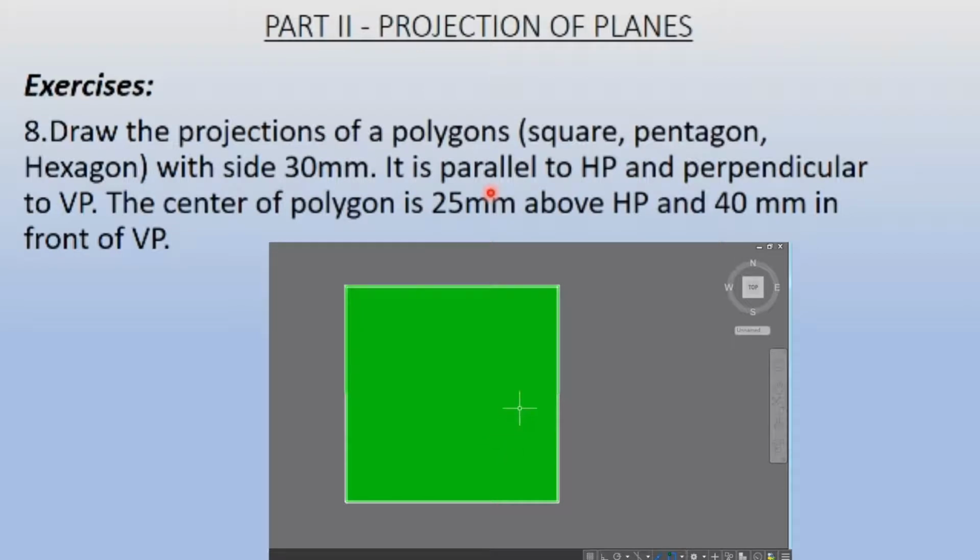Similarly, the pentagon and hexagon will appear similar to this. There will be a pentagon in the top view and a straight line in the front view. Same with the hexagon: the front view will be a line and the top view will be a hexagon. Now we will see how to draw these 3 figures one by one.